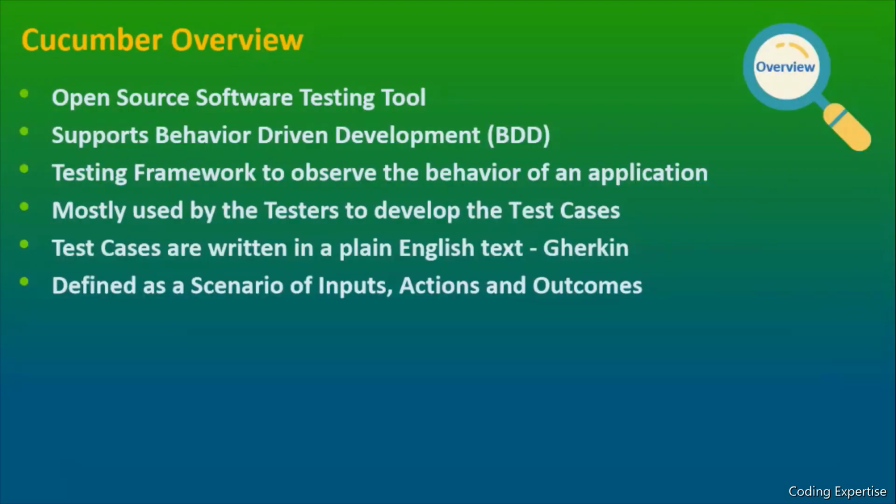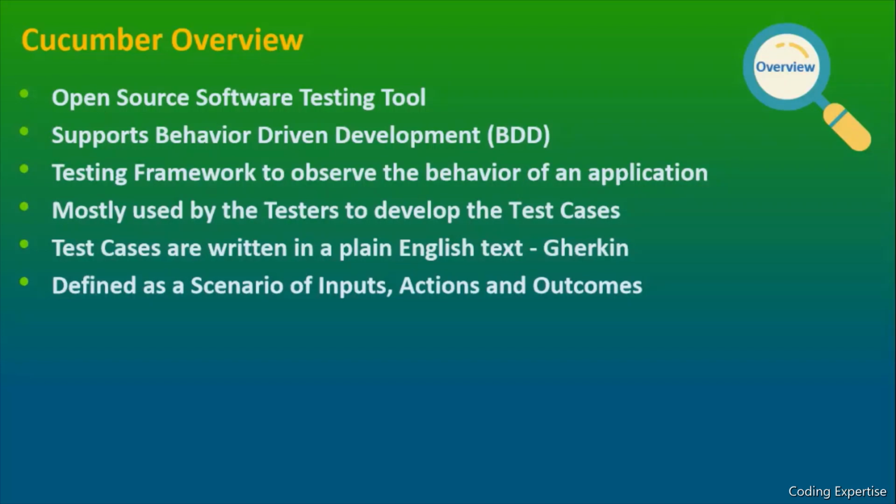Cucumber is an open source software testing tool. It supports behavior-driven development. I just wanted to emphasize one point here. Now every company is moving towards BDD, and BDD is going to play a vital role in the future in terms of automation. So Cucumber is a testing framework that observes the behavior of an application. It is mostly and widely used by testers to develop the test cases or automation framework. As I said earlier, test cases are written in simple plain English.